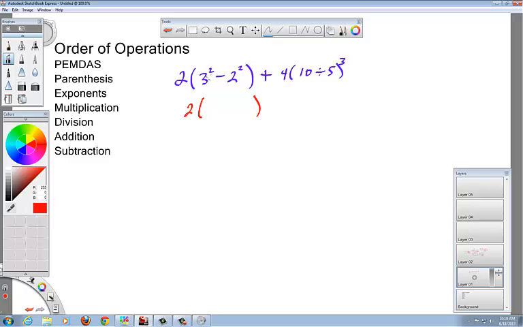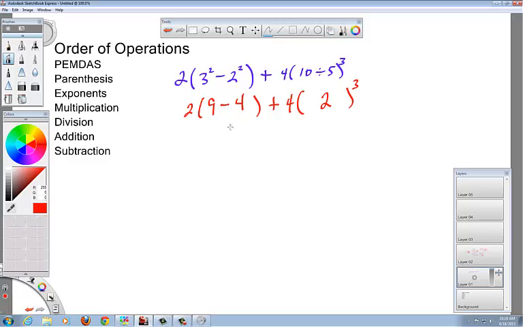So 3 squared, or 3 to the second, is 3 times 3. That's 9. Minus 2 times 2 is 4. And again, I'm going at this fast. This isn't an instructional video. This is more of a demo. Inside this parenthesis, you'll notice how I set that up there. 10 divided by 5 would be 2.